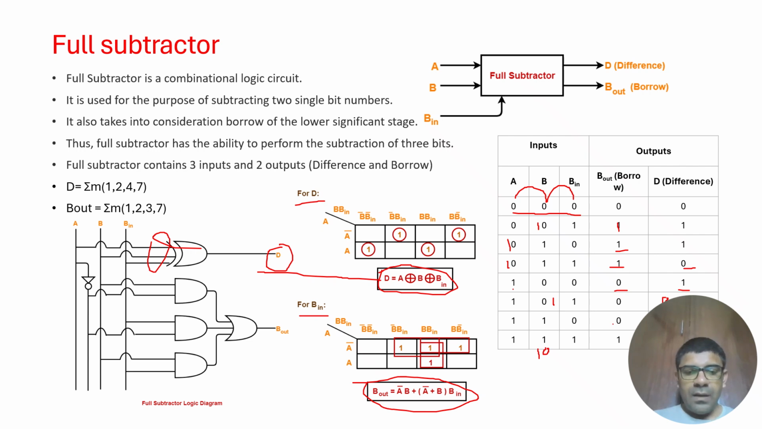Then for B out, we require three 2-input AND gates and one OR gate. Connect the expression like A bar B plus A bar B in plus B B in. So use three 2-input AND gates and one OR gate. By that we are able to make this full subtractor difference and borrow. Thank you. We'll continue other combinational logic circuits in the next session.